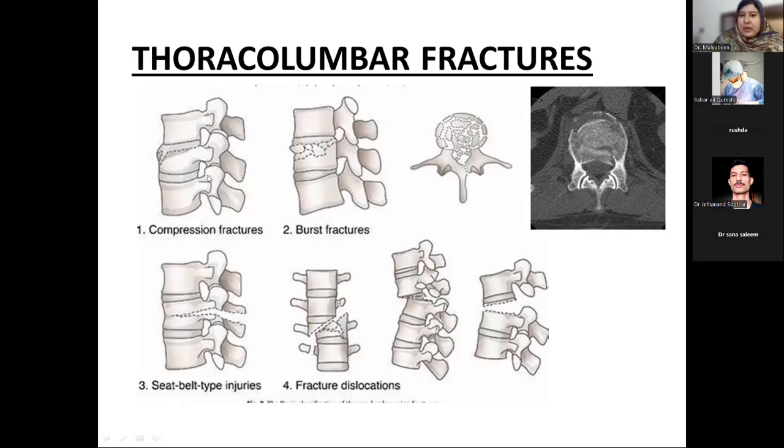There are four important types. Number one is the compression fracture. Now, to understand the thoracolumbar fractures, we have to understand the three columns. The three columns. Now, what are the three columns?